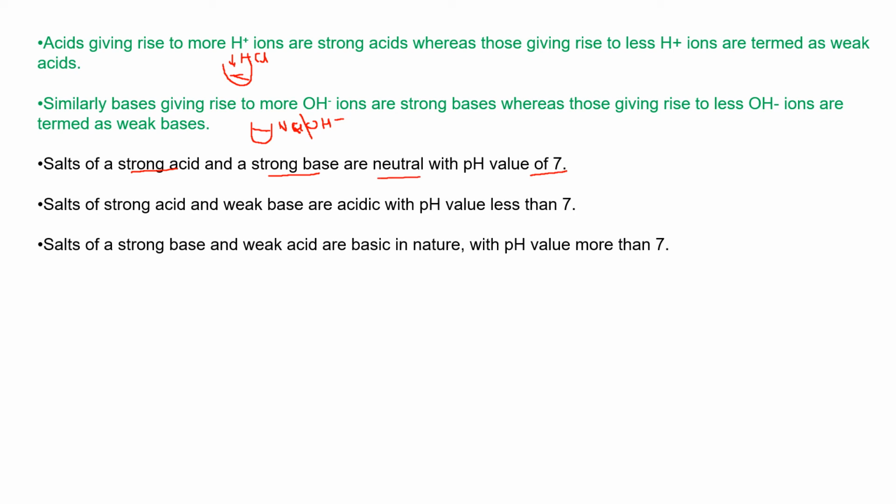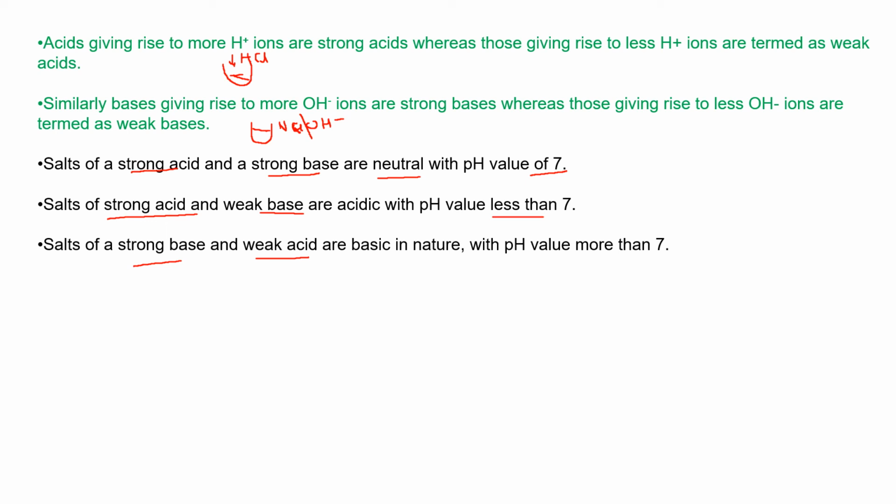But if you take a strong acid and a weak base, the salt which is formed will have a pH value less than 7. That means that salt will be acidic in nature. And if you take a strong base and a weak acid, in this case the nature of the salt will be basic.